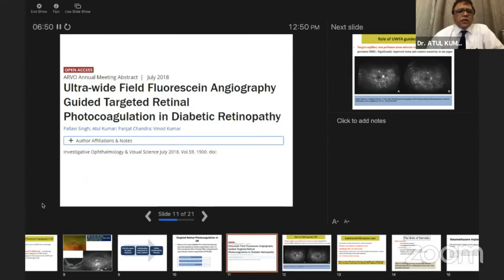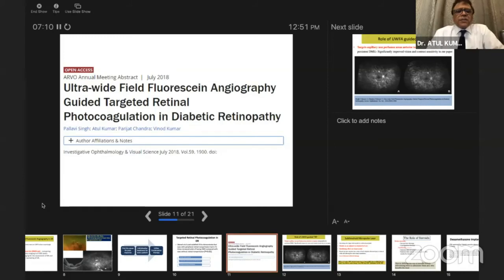Ultra wide field, we also presented this at the RO, and one of our senior residents went and presented the poster on ultra wide field angiography. We did this as a project, and we did targeted laser photocoagulation of those portions of the retina which were ischemic. The healthy retina is not to be treated.